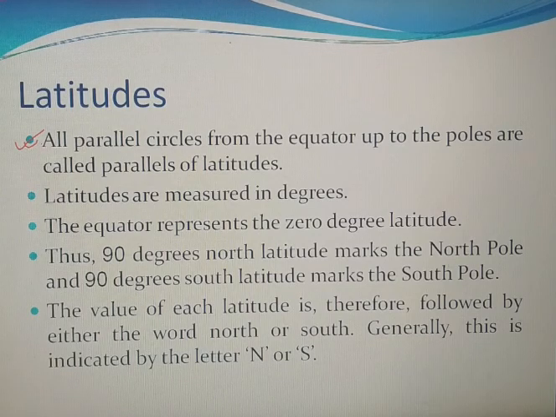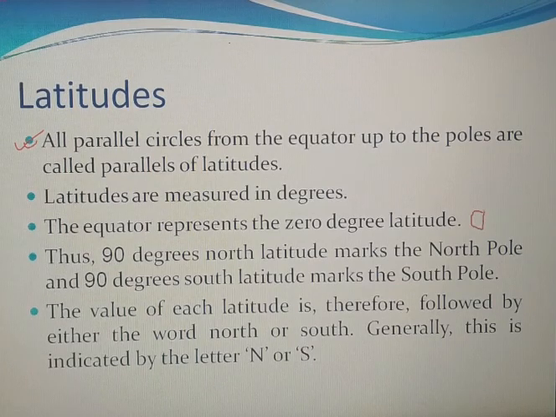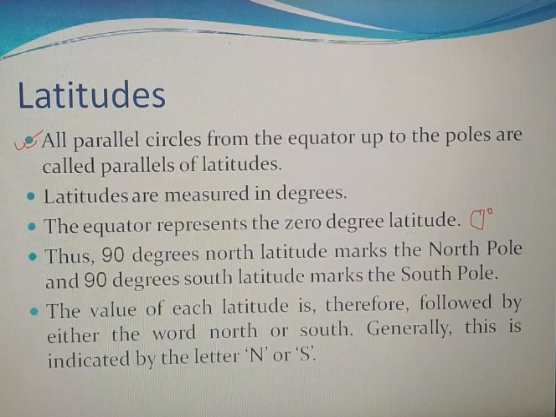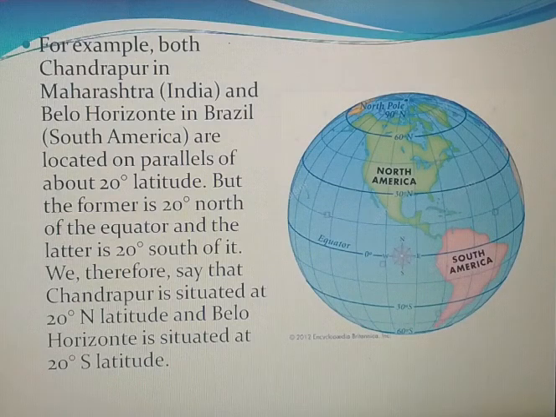The equator represents 0 degree latitude, as I said in the previous picture also. The 90 degree north latitude marks the North Pole, and the 90 degree south latitude marks the South Pole. The value of the latitude is therefore followed by either the word north or south, generally indicated by the letter N or S. So let's see one by one what it is saying.